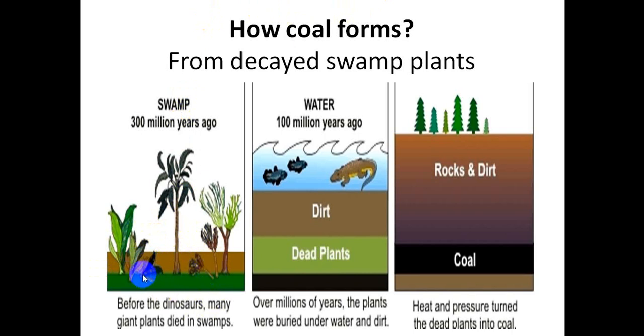Before the dinosaurs, many giant plants died in swamps. And by the time, over millions of years, the plants were buried and covered underwater. They are covered by sediment or dirt, as we see here in the picture. Over the years, heat and pressure, look at how big this layer is. After years, the pressure and heat turned the dead plants into coal, like what you see here. So here are the steps of coal formation.